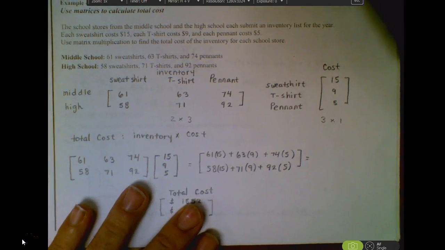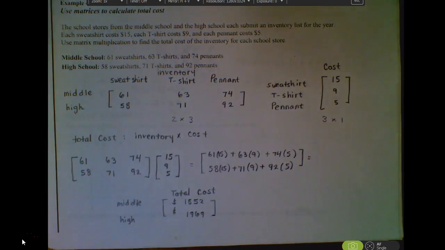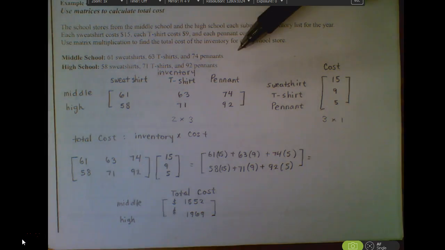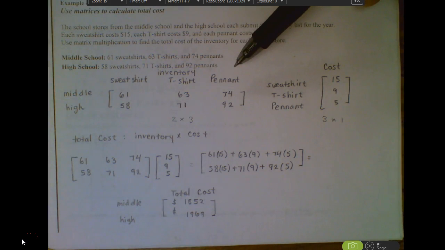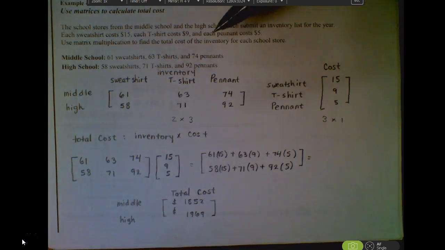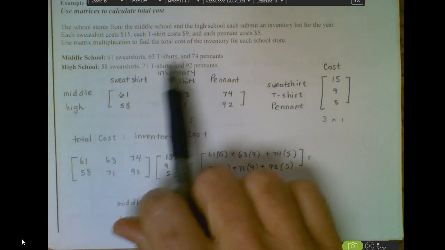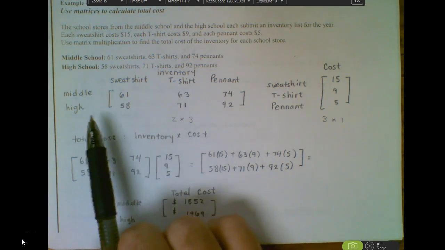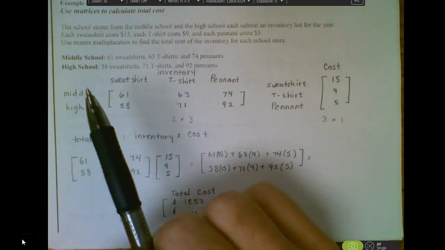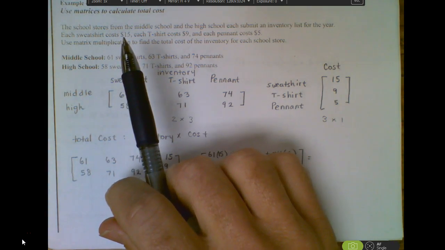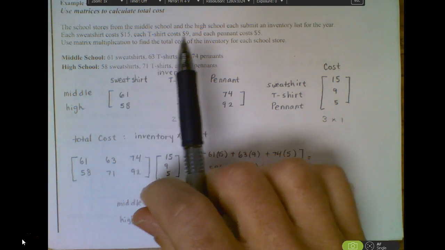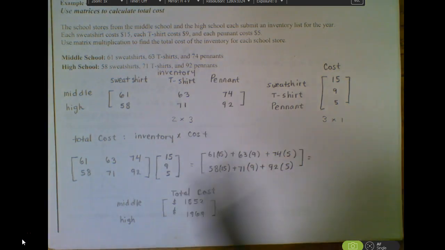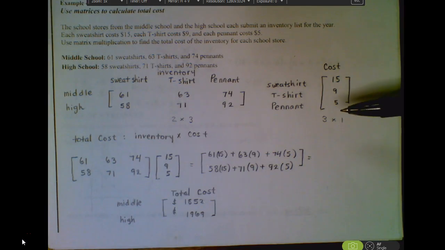Let's take a look at one word problem. So we're given some information here for the cost of items. One of these is for middle school. The second row is for high school. And so you can see the way all this was organized here. So I have a row of middle school and a row of high school, and so we're going to keep those as our rows, middle school and high school. The cost that we get for each item, the sweatshirts, the t-shirts, the pennants, all that stuff, we're putting into another matrix that you're seeing over here.